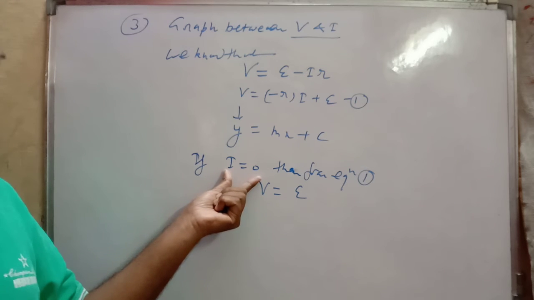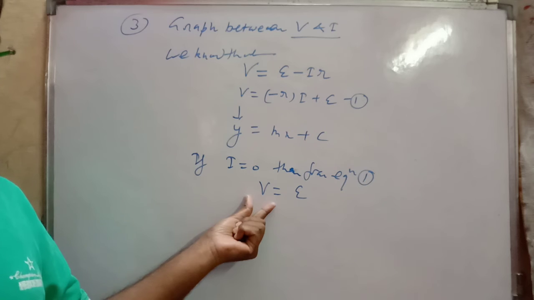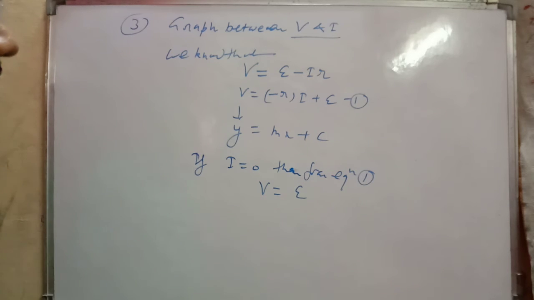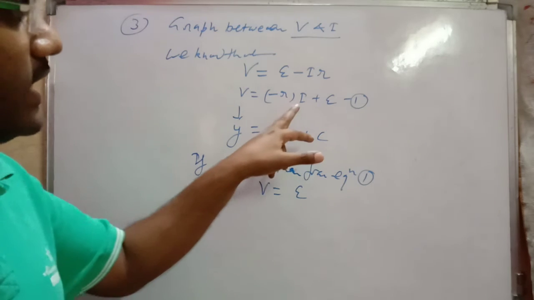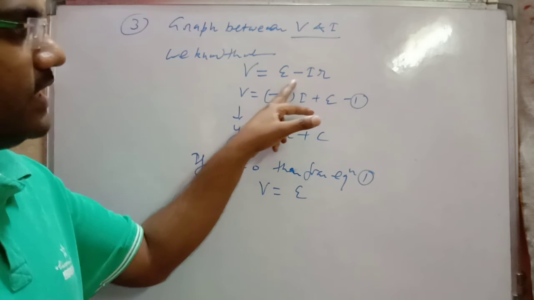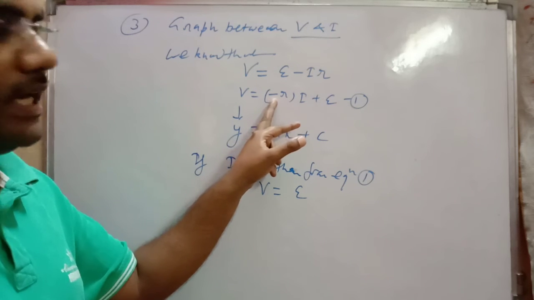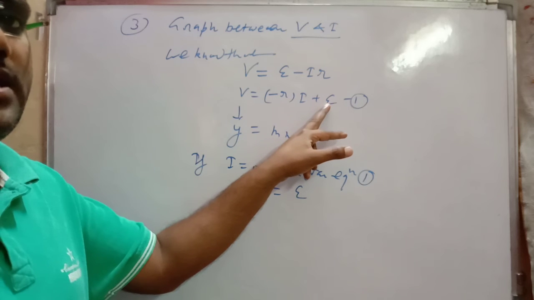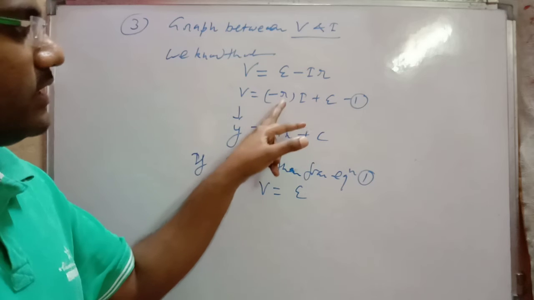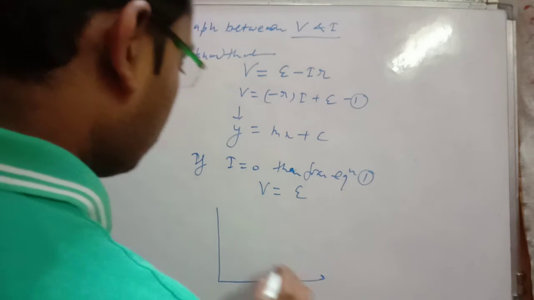That means in open circuit, the terminal potential difference between the plates of the cell is equal to the EMF of the cell. And if I continuously increases, then this factor increases, but this factor is negative, and the EMF of the cell is constant. That means V continuously decreases. So now here we draw a curve.